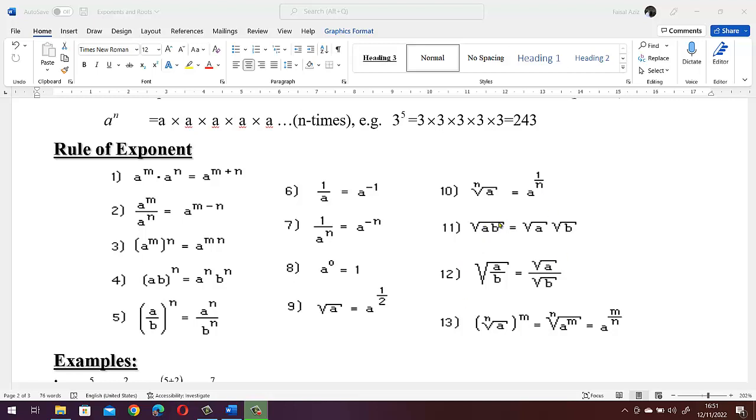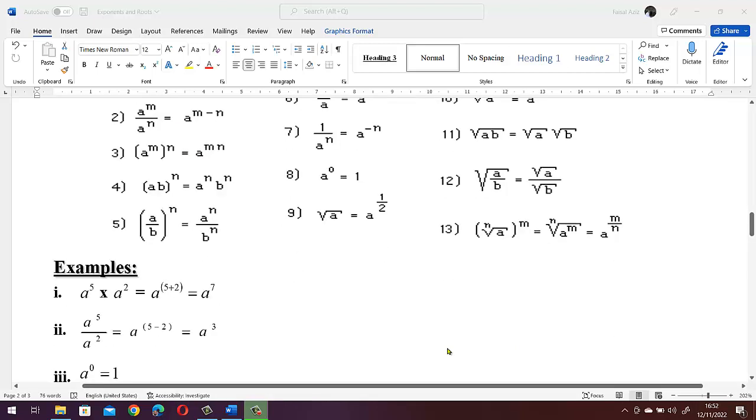Similarly, the square root of ab can be written as square root a and square root b separately. And also, if we have a upon b whole square root, it can be written as square root a divided by square root b. Similarly, if we have the nth root of variable a carrying a whole power m, in this case the power will multiply by 1 upon n, so it will become a power m upon n.